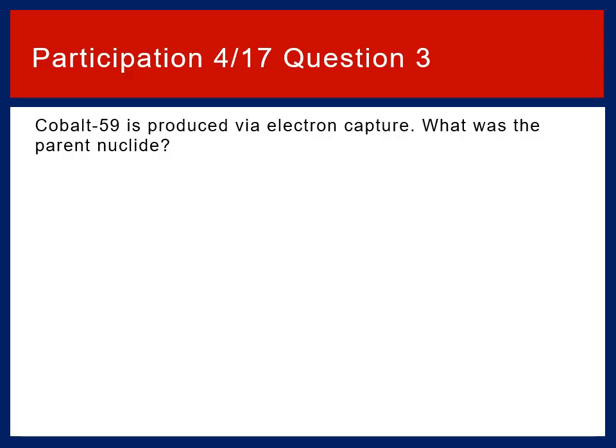Participation 417, question 3. Cobalt-59 is produced via electron capture. What was the parent nuclide? This is the third question on participation 417, due Friday, April 17th at 11:59 p.m. over on Blackboard. Link to the assignment is right below the document where these videos are posted. Again, cobalt-59 is produced via electron capture. What was the parent nuclide?